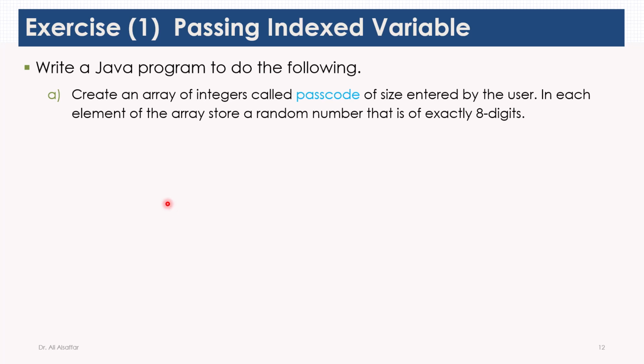This exercise consists of two parts. In the first part, we want to create an array of integers called passcode of size entered by the user. In each element of the array, store a random number that is exactly 8 digits. So we know how to declare an array, and if we take the size from the user, and we already know how to generate random numbers of exactly 8 digits, let us solve this part.